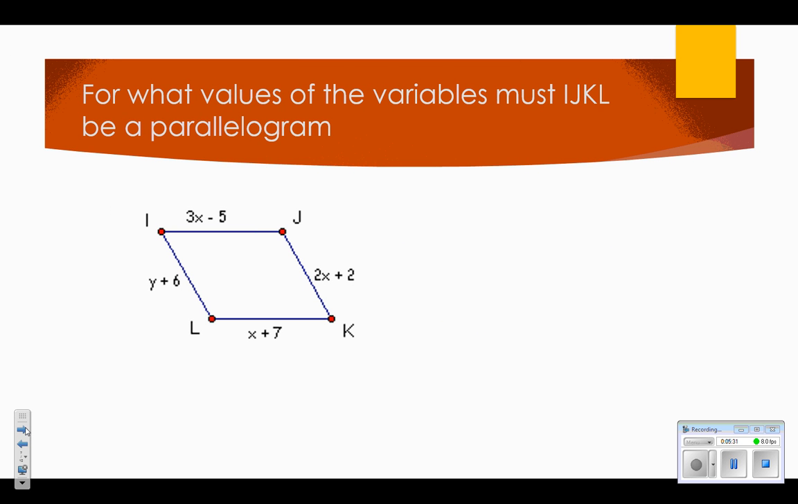Okay. Here, I've got a parallelogram again. Told it they're a parallelogram.